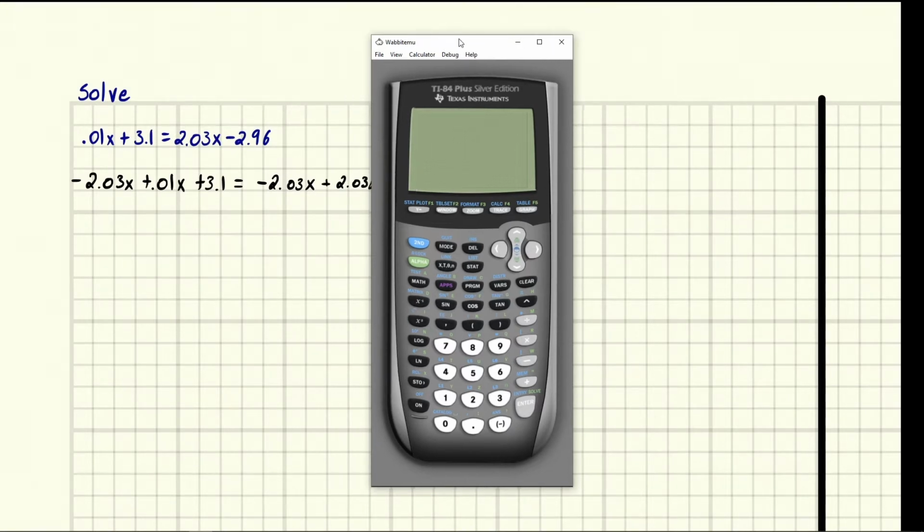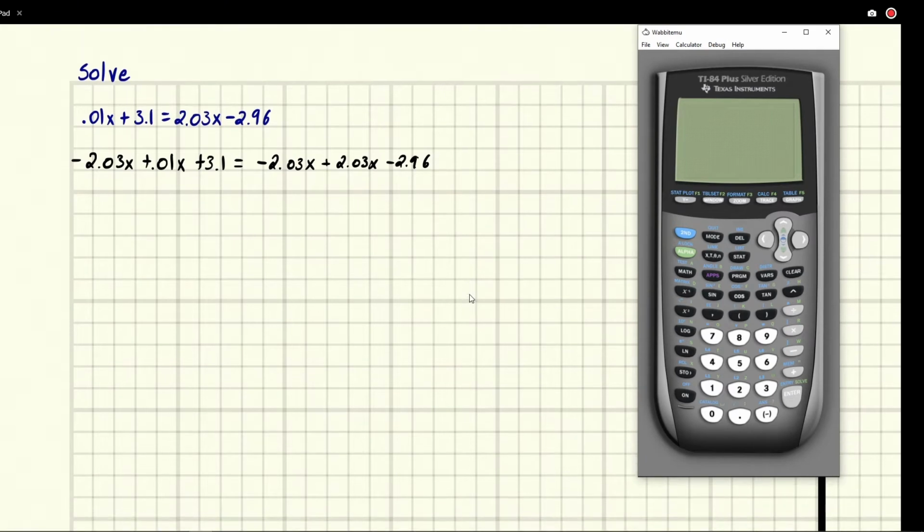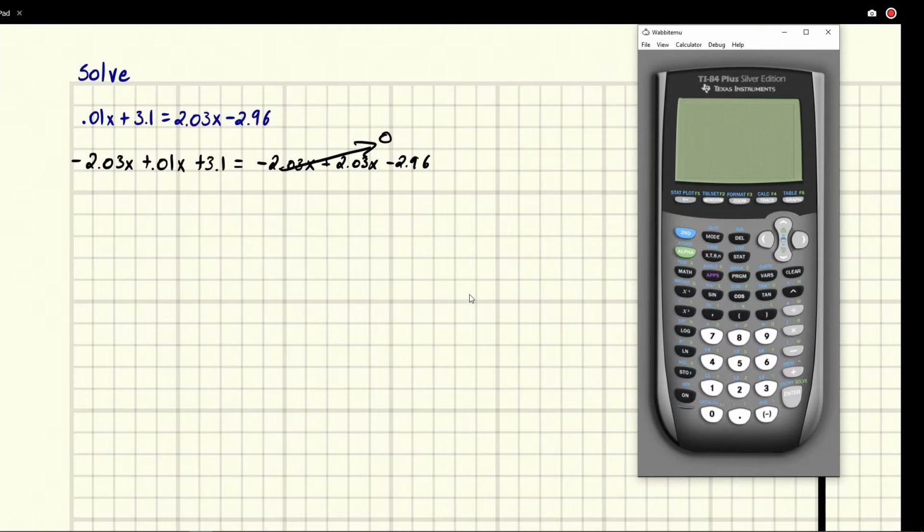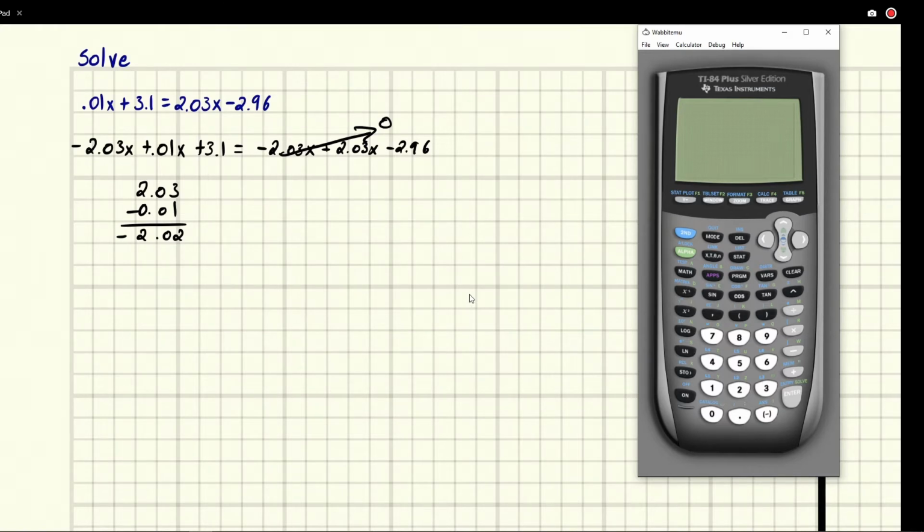And we can do this. Oh, let me move the calculator out of the way. And we can do this again because of equality. These combine to 0. And on this side, we have 2.03 plus 0.01. So remember the way this works is we can look at it like this. We can look at it as 2.03 minus 0.01. And we know our answer will be negative because 2.03 is bigger than 0.01. So 3 minus 1 is just 2.0, and then here there's a 0 technically, and so that's just 2. So our result would be negative 2.02, and these both had x's on it.